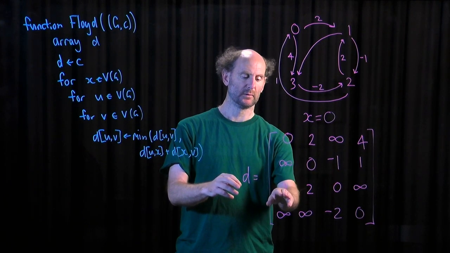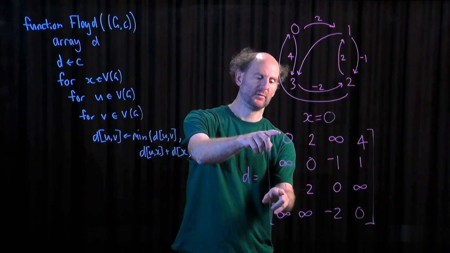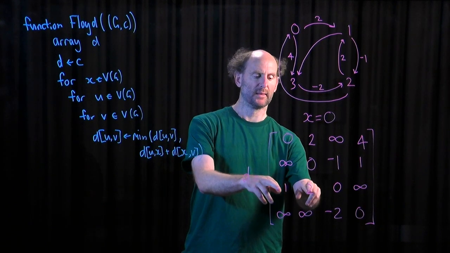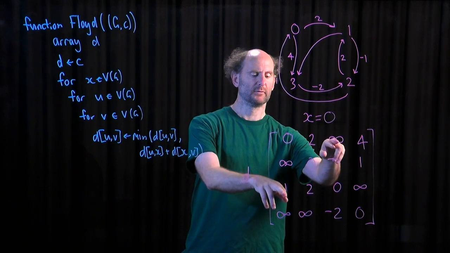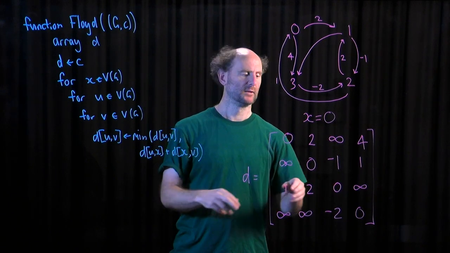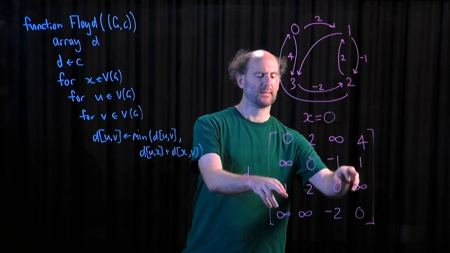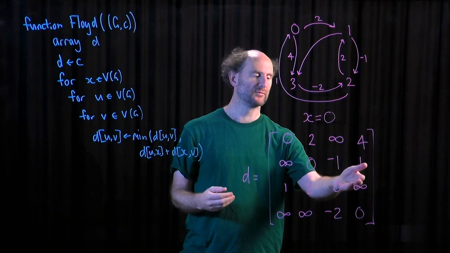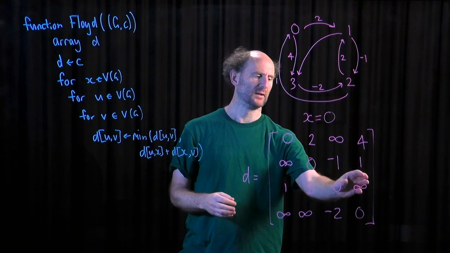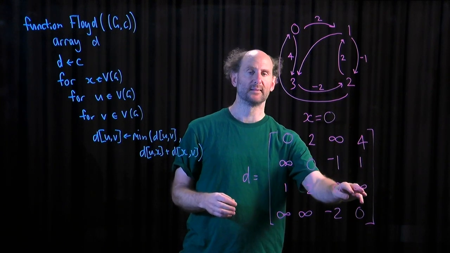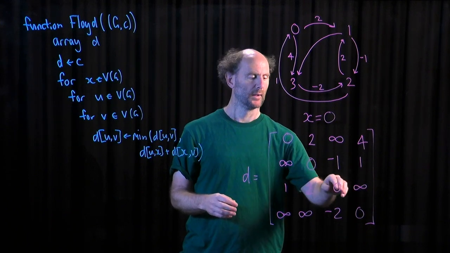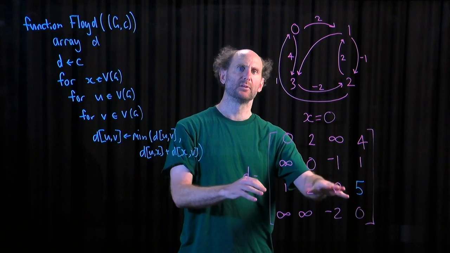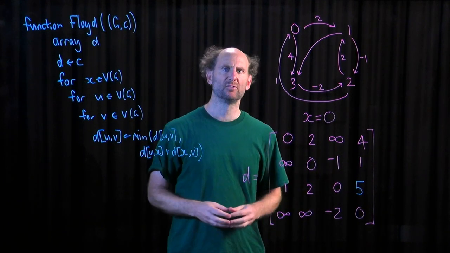If we look at 1, is that greater than 1 plus 0? No, it's not. Is 2 greater than 2 plus 1? No, it's not. Is 0 greater than 1 plus infinity? No, it's not. Is infinity greater than 1 plus 4? Yes, it is. 1 plus 4 is 5. So we're going to replace this infinity, representing the distance from 2 to 3, with a 5. And we'll leave that in blue just for now until we get to the end of the iteration to show what changed during that iteration.